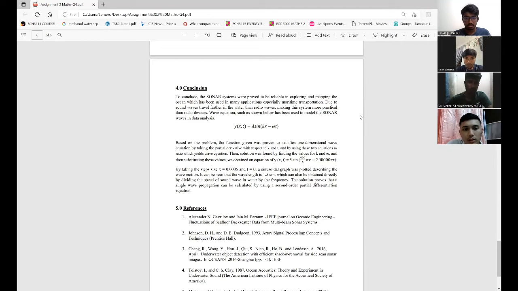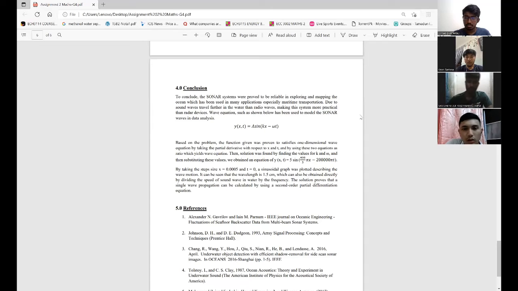After that, we explained how the wave equation has been used to model sonar waves in data analysis, and how the equation y(x,t) equals a sin(kx minus omega t) is used to produce a wave propagation graph. Then the solution for the problem was shown step by step. Based on the problem, the given function was proven to satisfy the one-dimensional wave equation by taking the partial derivatives with respect to x and t, and using these two equations as a ratio, which yields the wave equation.